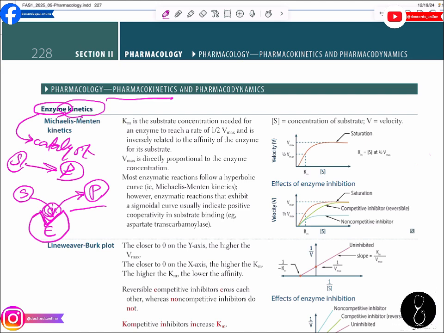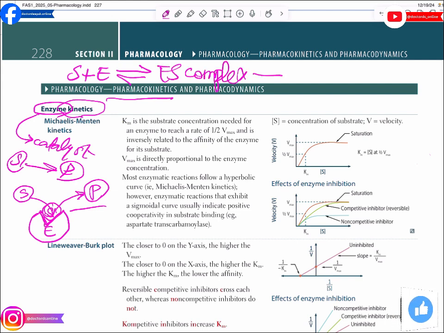Okay? So simply we can write one equation: substrate plus enzyme is converted into enzyme substrate complex, which is converted into enzyme plus product. Fine. And here I will give you one concept: as the substrate is increasing, the kinetic velocity will also increase.